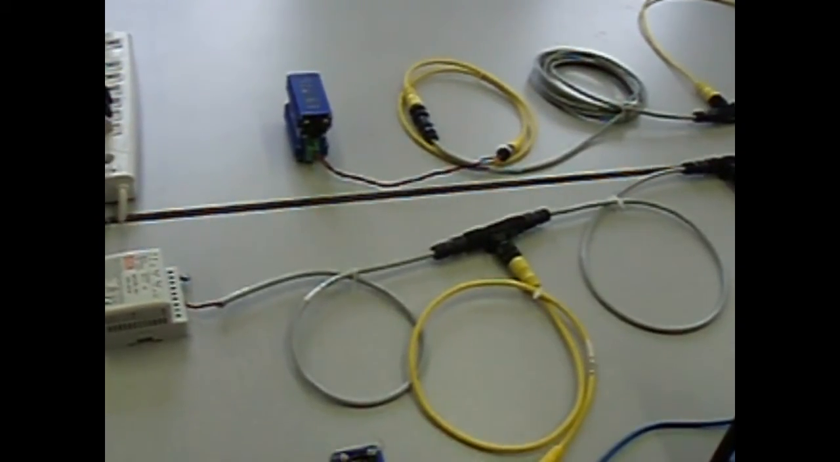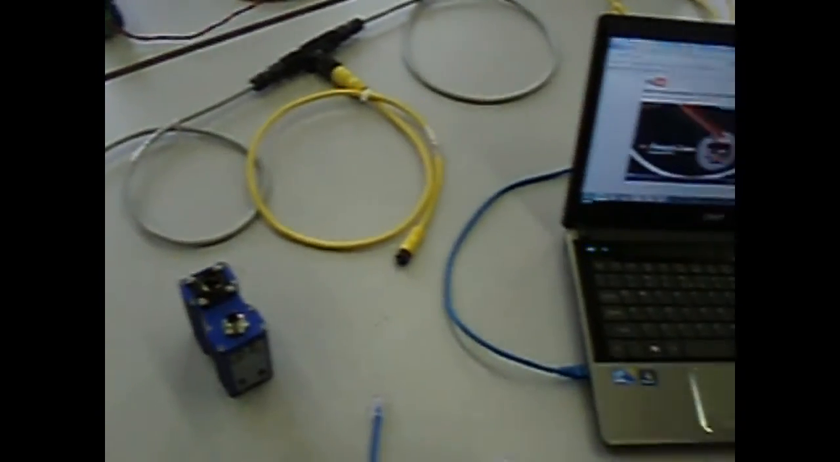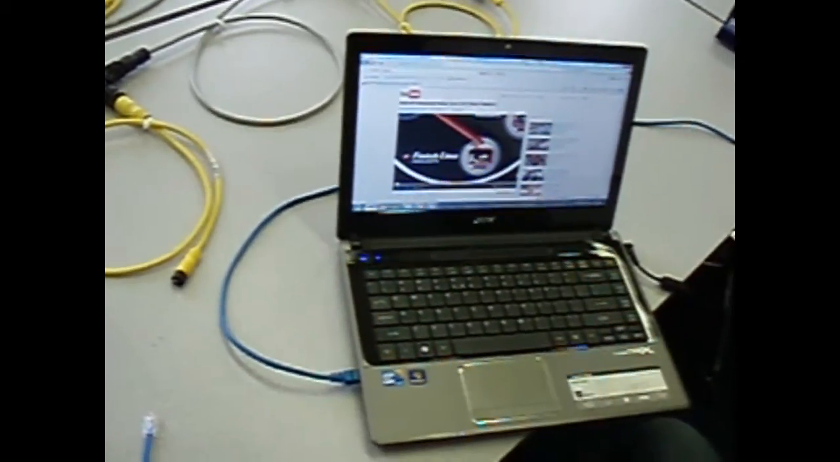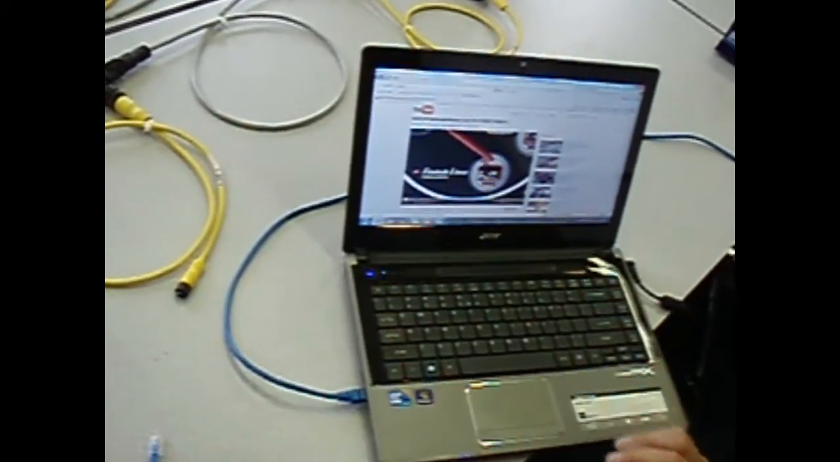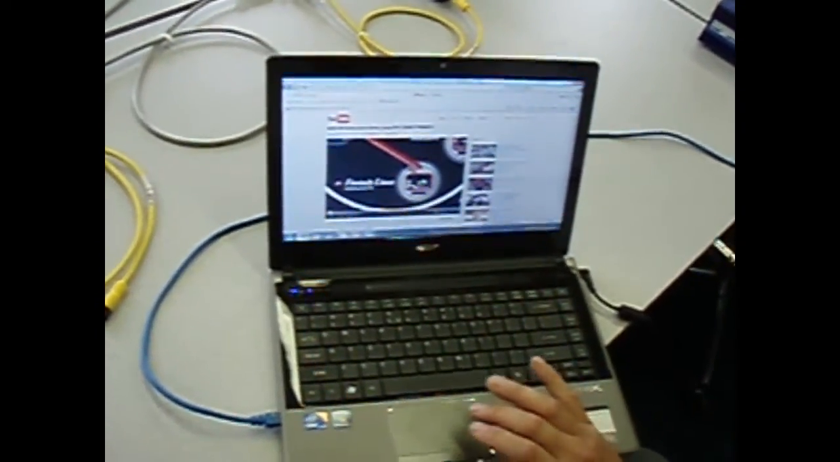To prove that Ethernet is carried over the wire, I have a PC connected to the internet. I will link to a video on YouTube to demonstrate the streaming signal.